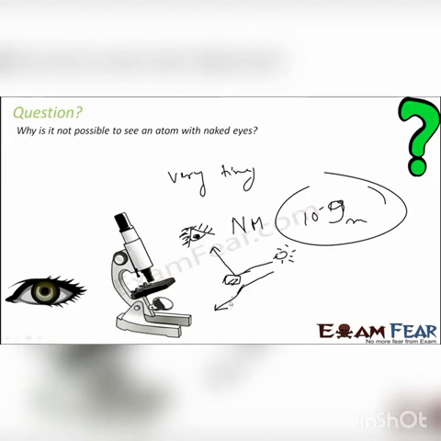Just understand that this is very small, so the object will not be able to reflect the light, and thus you will not be able to see it using naked eyes. You need some high-quality instruments, like a spectrometer, to see this. Okay.